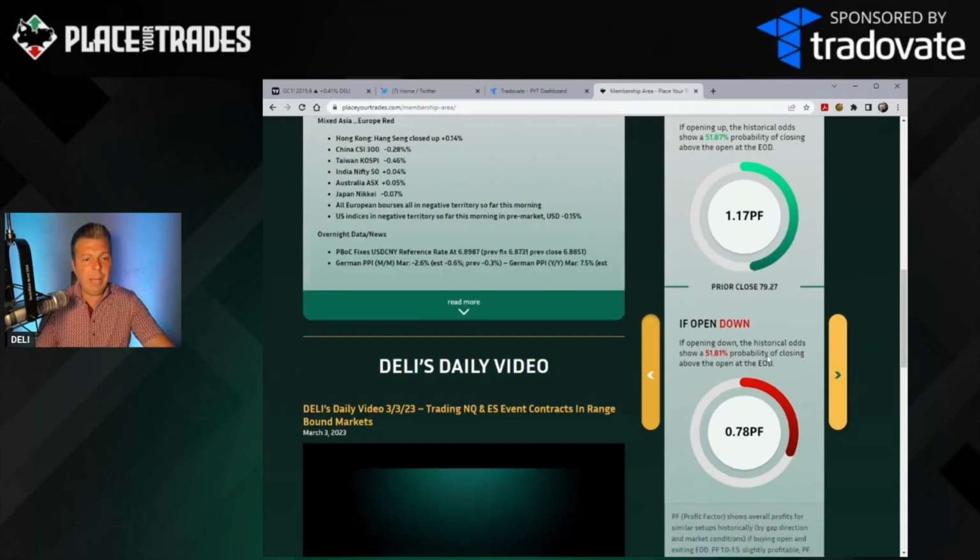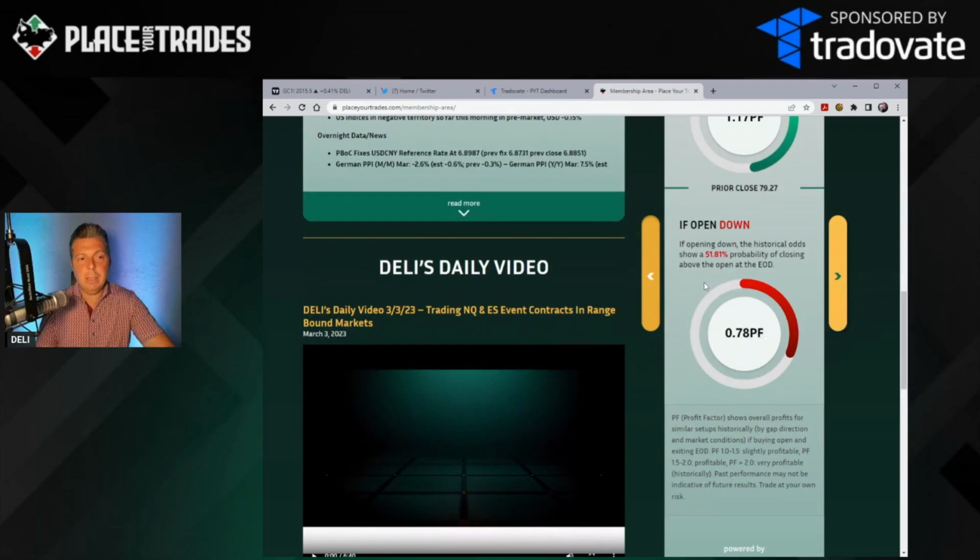So I look at it today and we gap down. What was interesting to me is only a 51.8% probability of closing above the open at the end of the day and a 0.78 profit factor. So this is really a bearish stat.